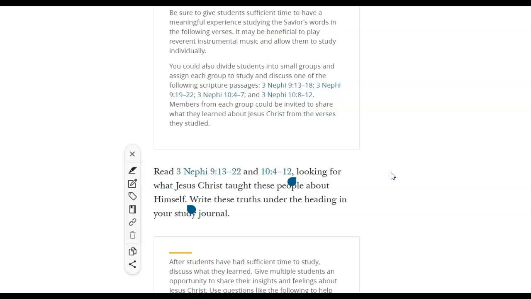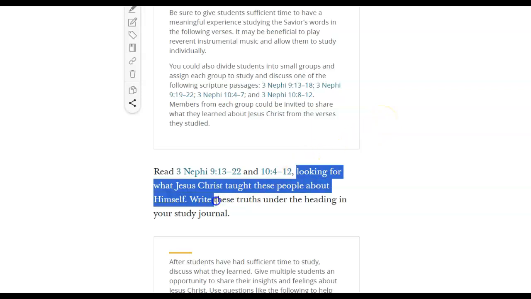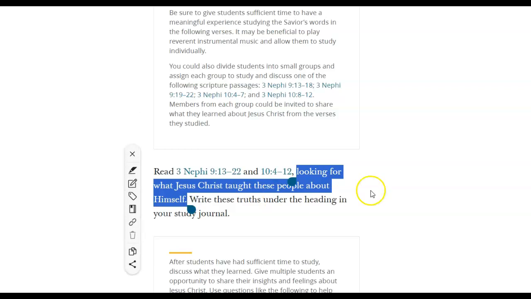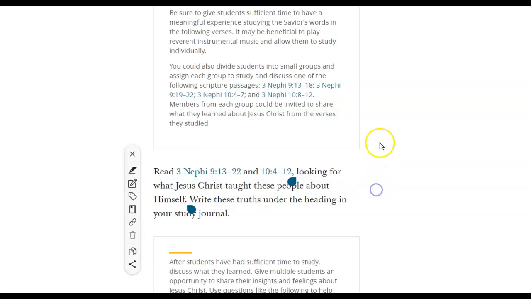For this journaling exercise, you can see that there are quite a few verses that the students need to read on their own, and this is a very general prompt, and that might be perfectly fine for your students, especially if your students are a little bit older, maybe 11th and 12th graders. But perhaps if you have a lot of younger students or those that just need a little bit more support, it might be nice to give them some sentence starters.